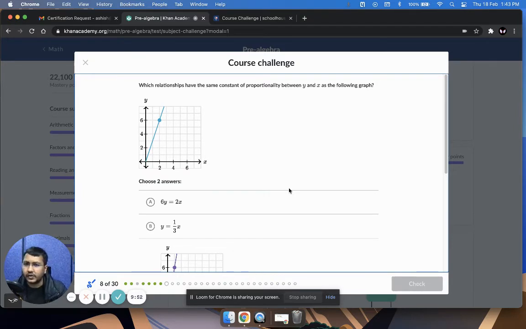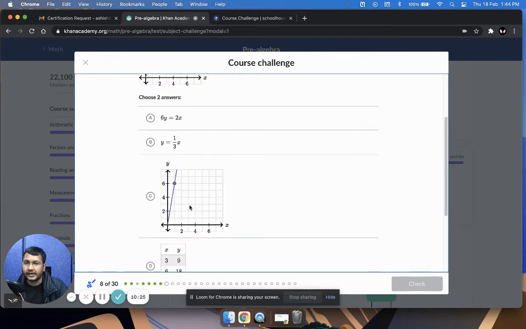To do that, let me put some points. I think this passes through the origin. If I put in x as 2, I get 6 as y. So it's basically tripling the value. If we have 1, the answer should be 3. Yeah, for x equals 1, the answer is 3. So the constant of proportionality in this case is 3. Y equals 3x. Okay, choose two answers.